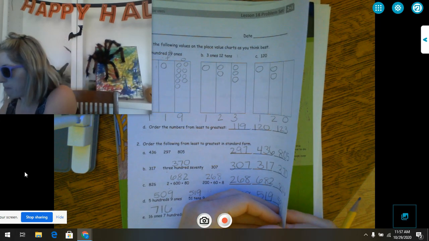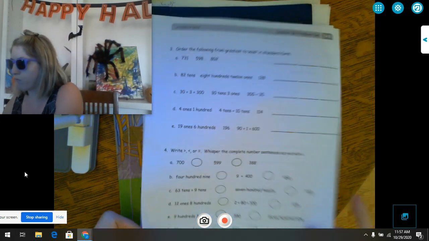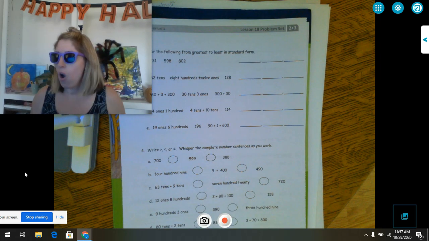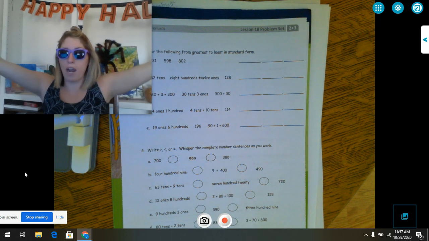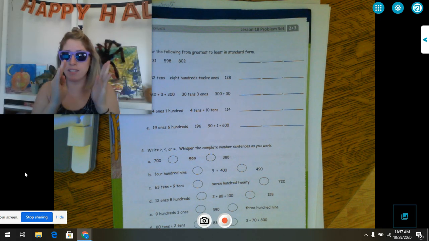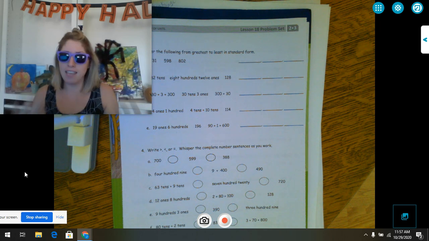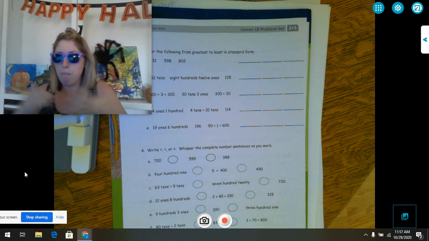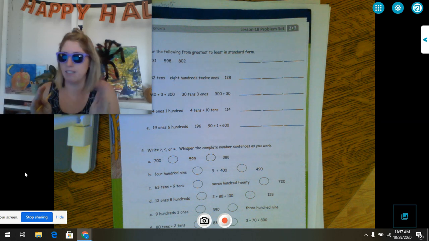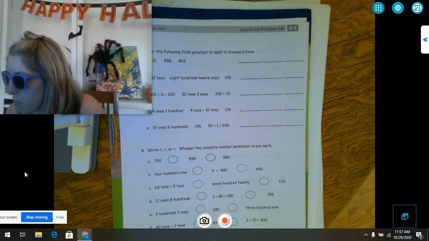And let's look up at the back. Okay, order the following from greatest to least. So on the other side, we were putting them in order from the littlest to the biggest. This side of the paper, we're going to do the biggest to the littlest. So 731, 598, and 802.